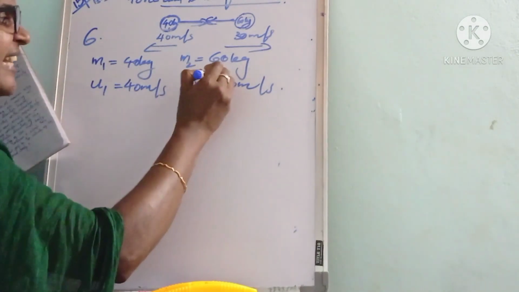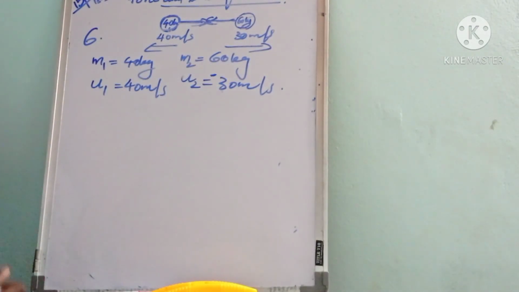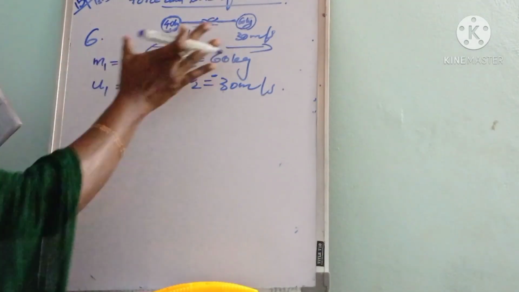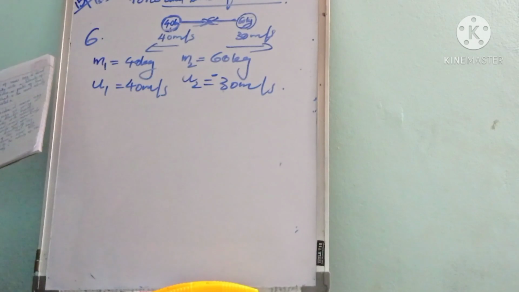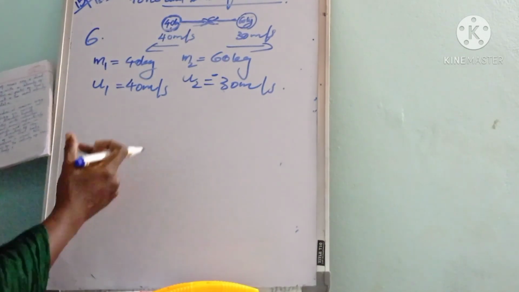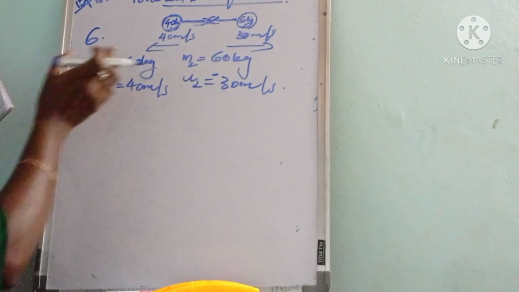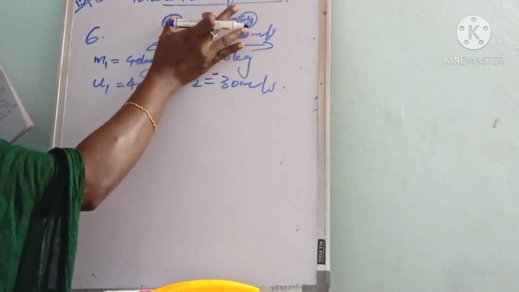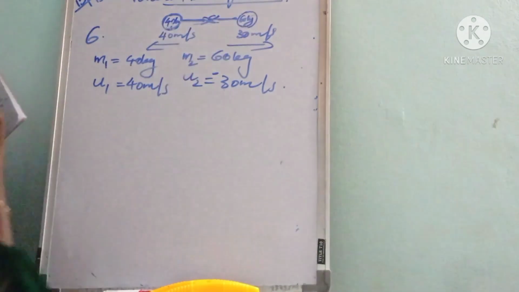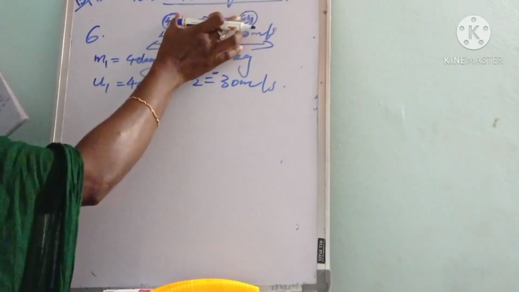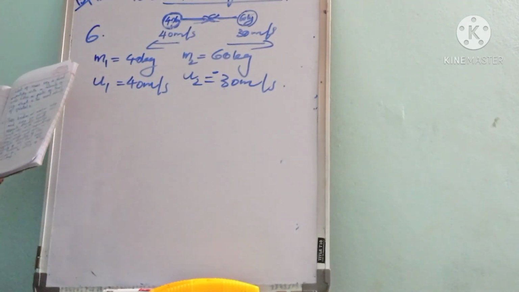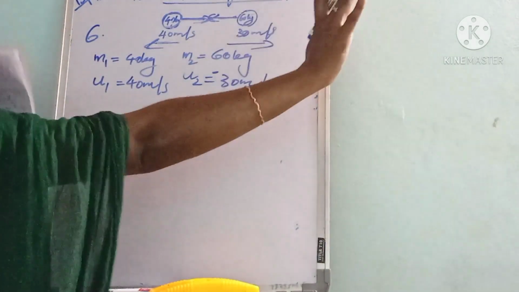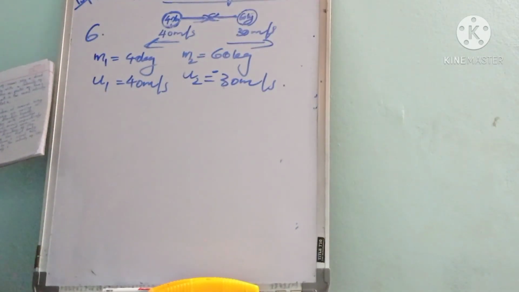So we are putting a negative sign, because both are traveling in opposite directions. Then they collide. Since these two bodies move towards each other, they undergo a collision after some time. These two bodies collide with each other, and after collision both bodies move in the opposite direction.